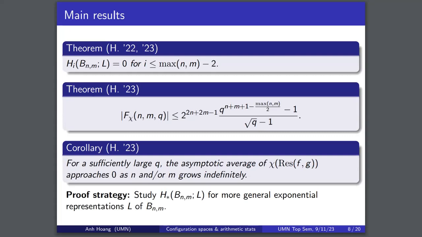Okay, so all right, then let's say the proof strategy is to study the homology of these mixed braid groups with coefficients in a more general exponential representation of B and M. And now normally I'm done with my talk, right? So the rest of you can zone out, because it's going to be technical and topological.